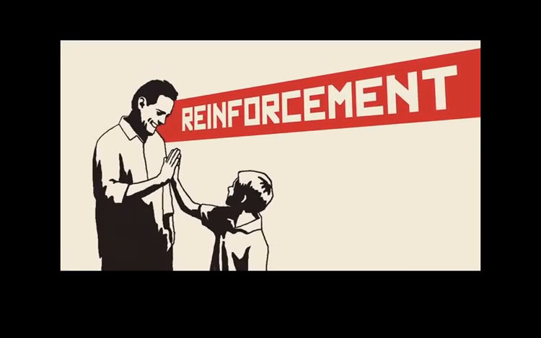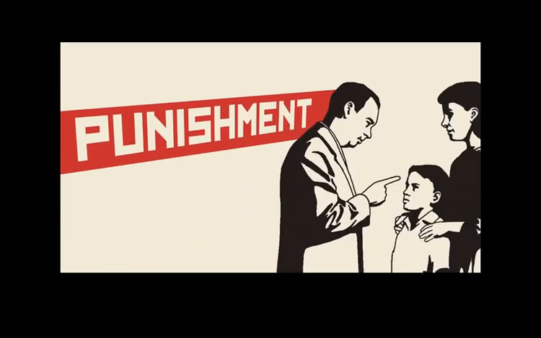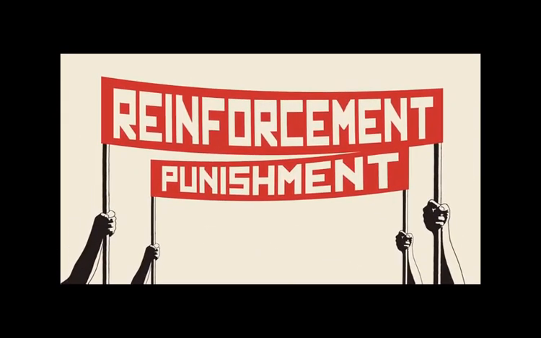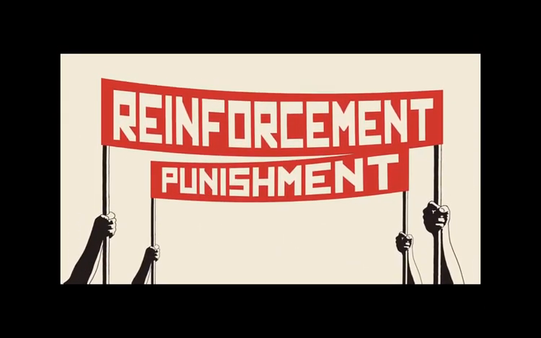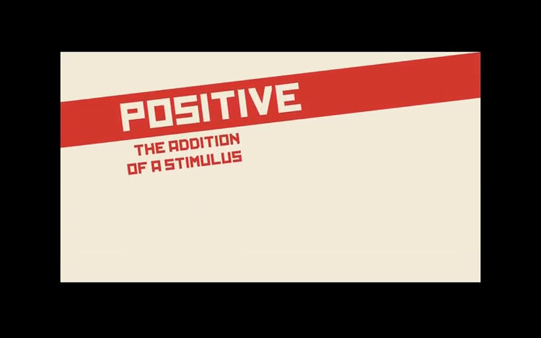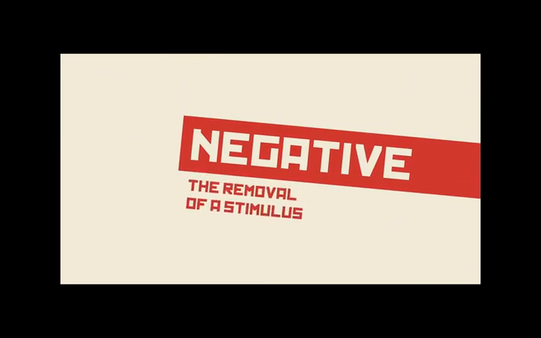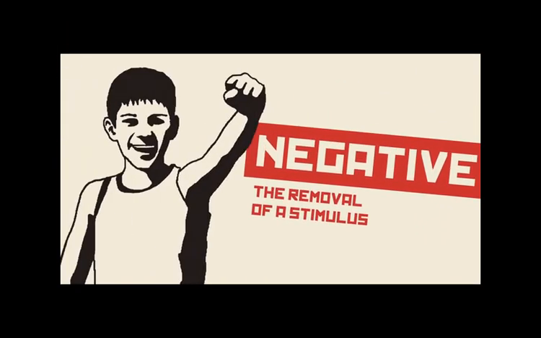Reinforcers make it more likely that you'll do something again, while punishers make it less likely. Reinforcement and punishment can be positive or negative, but this doesn't mean good and bad. Positive means the addition of a stimulus, like getting dessert after you finish your veggies, and negative means the removal of a stimulus, like getting a night of no homework because you did well on an exam.